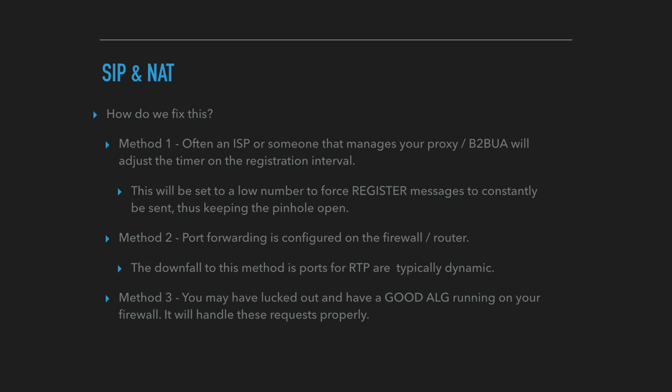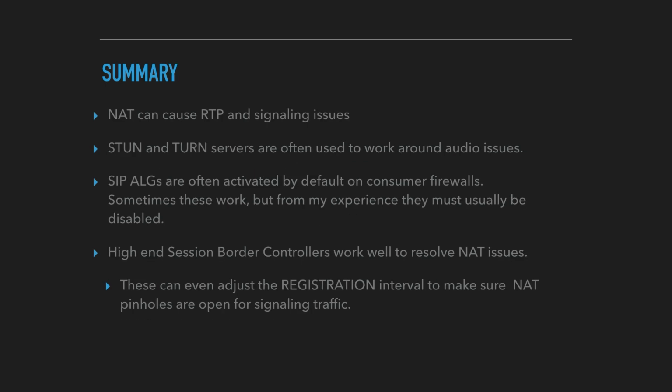Well, method one, often an ISP or someone that manages your proxy or back-to-back UAs will adjust the timer on the registration interval, and they will set it to a low number to force register messages to constantly be sent, thus keeping the pinhole open. Method number two, port forwarding is configured on the firewall or router. Downfall to this is ports for RTP are typically going to be dynamic, and you never know what it's going to use. Method three, you may have lucked out and have a good ALG running on your firewall, and it will handle these requests properly.